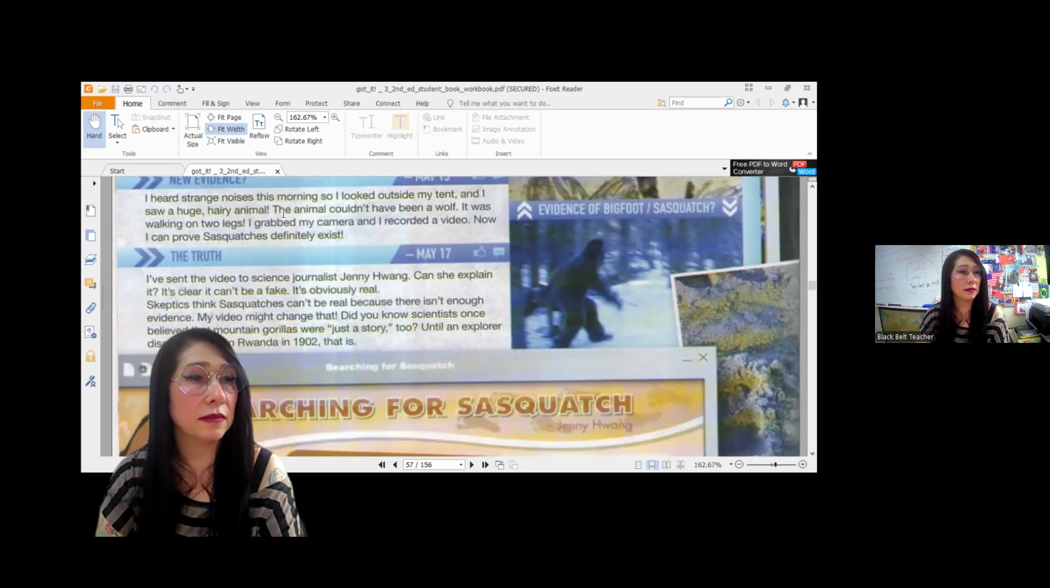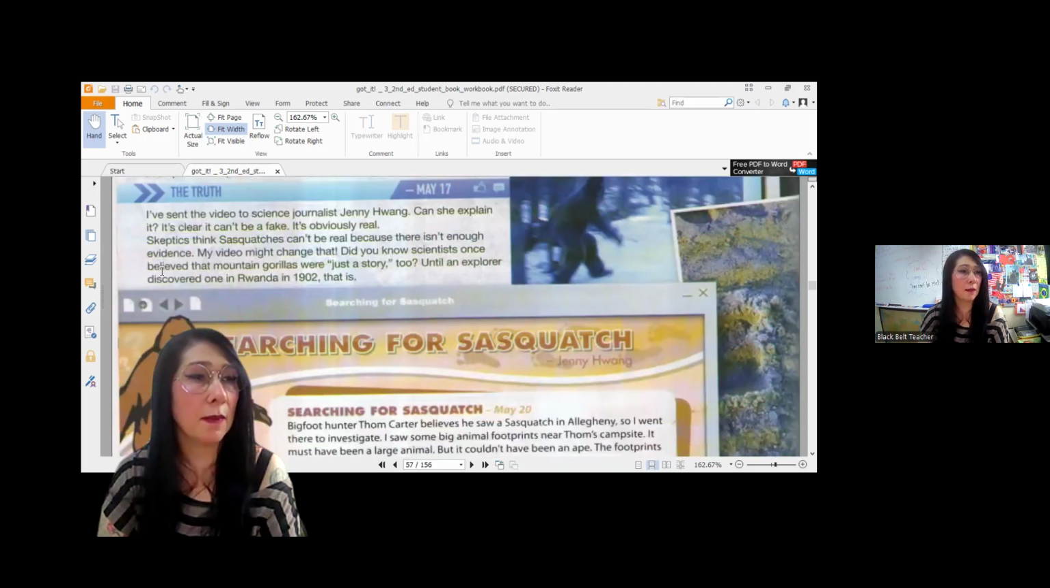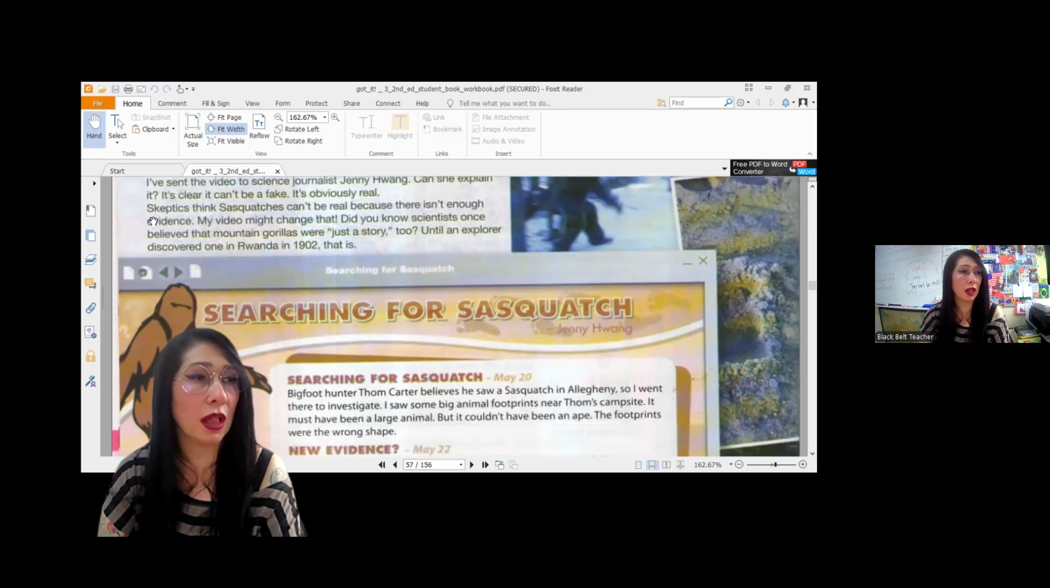New evidence? May 15th. I heard strange noises this morning, so I looked outside my tent and I saw a huge hairy animal. The animal couldn't have been a wolf. It was walking on two legs. I grabbed my camera and I recorded a video. Now I can prove Sasquatches definitely exist. The truth, May 17th. I've sent the video to science journalist Jenny Huang. Can she explain it? It's clear it can't be a fake. It's obviously real. Skeptics think Sasquatches can't be real because there isn't enough evidence. My video might change that. Did you know scientists once believed that mountain gorillas were just a story too? Until an explorer discovered one in Rwanda in 1902, that is.